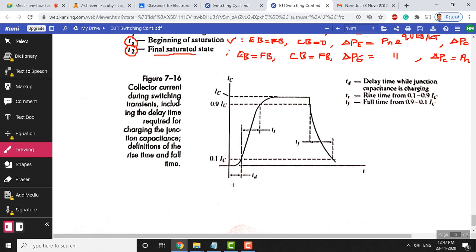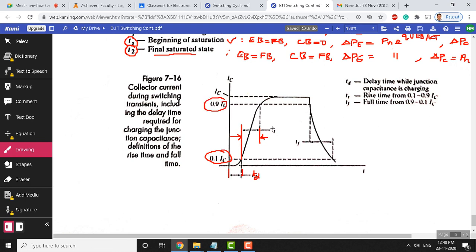Now, let us see the switching transient which includes the delay time here. So, this is a delay time, TD. Okay, so this is the transistor switching operation shown with reference to the various timings here. Rise time: you can see that this is the rise time, the total time taken for the collector current to rise from 10% of the collector current to 90% of the collector current here.